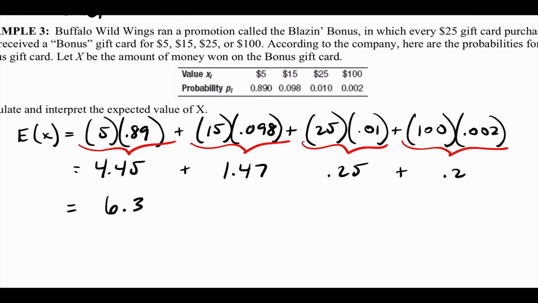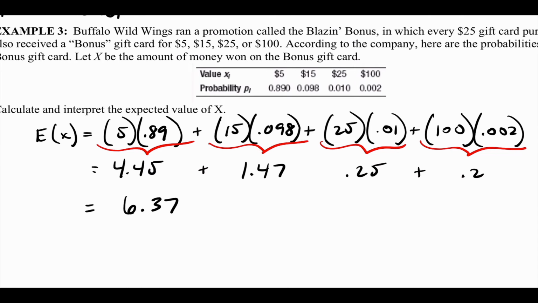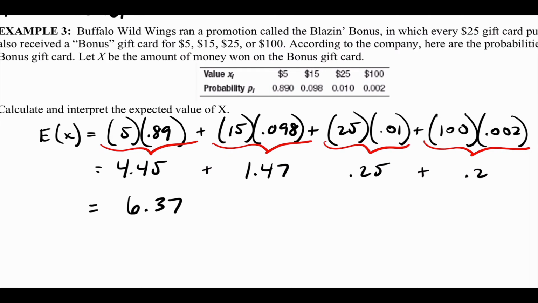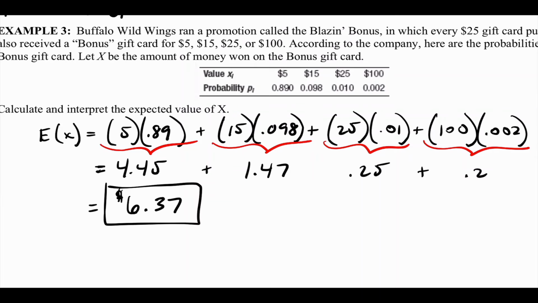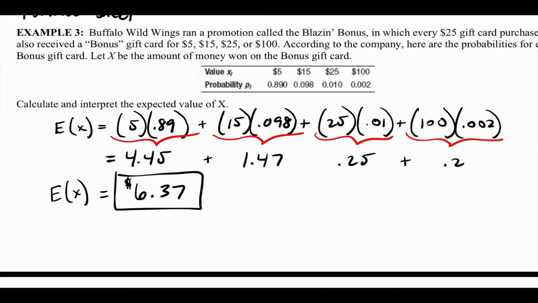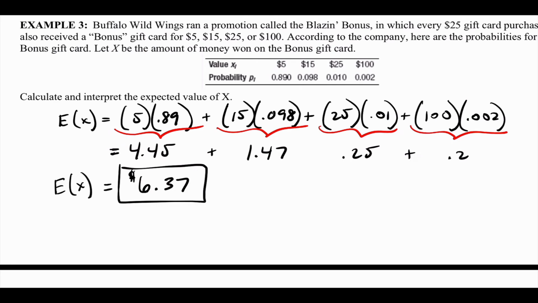And I get 6.37. That represents a value, so it's going to be in dollars. So that's the expected value. Okay. Now we have to interpret it. Tell what that number means. So how would we interpret that? What's an interpretation of $6.37?